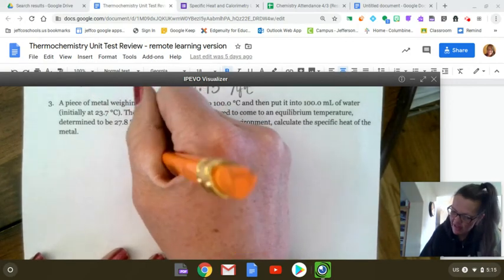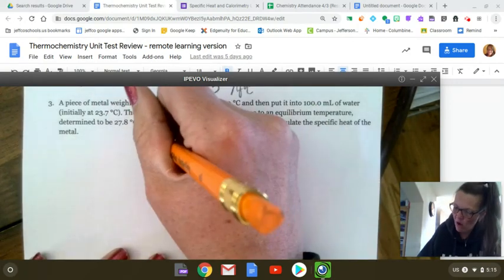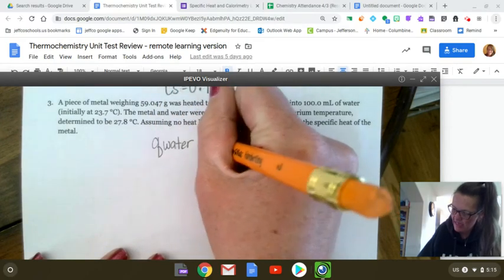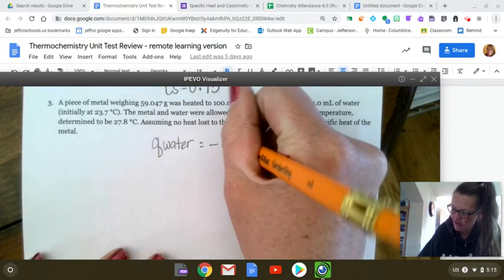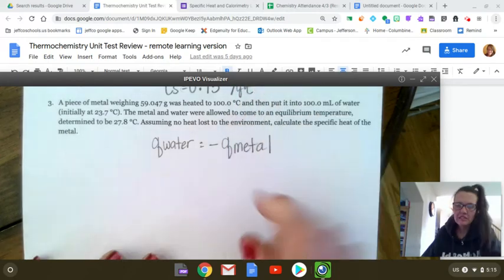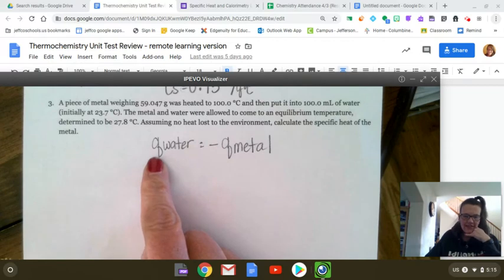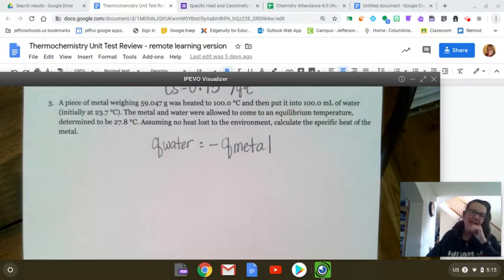Okay, so what we can say is that the energy of the water in this situation is equal to the negative energy of the metal. And the reason that has a negative value is because the metal is going to lose energy, right? Water has a positive value because it's going to gain energy.